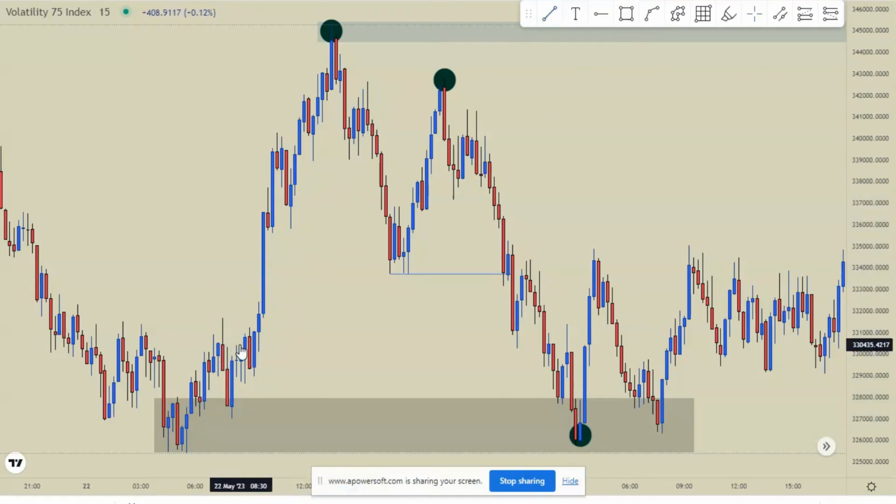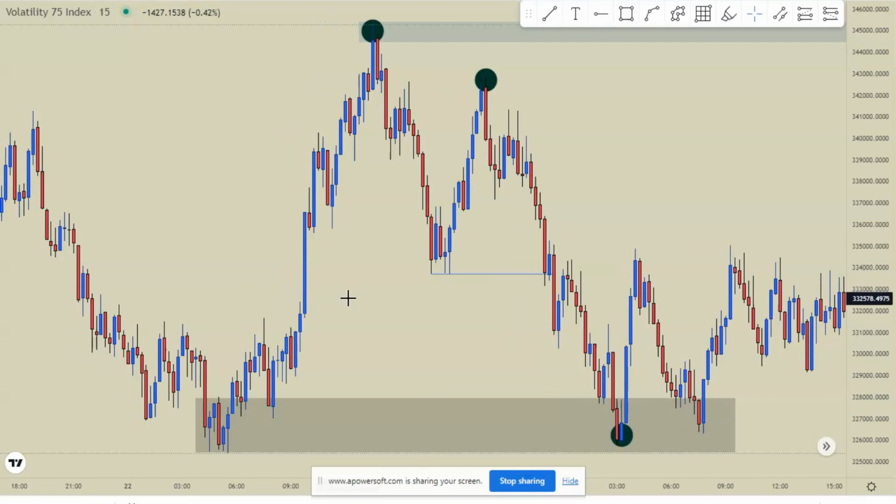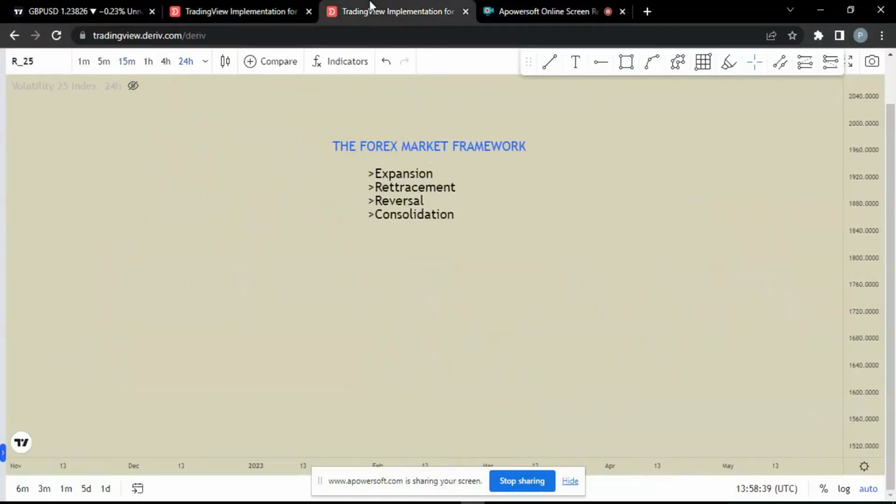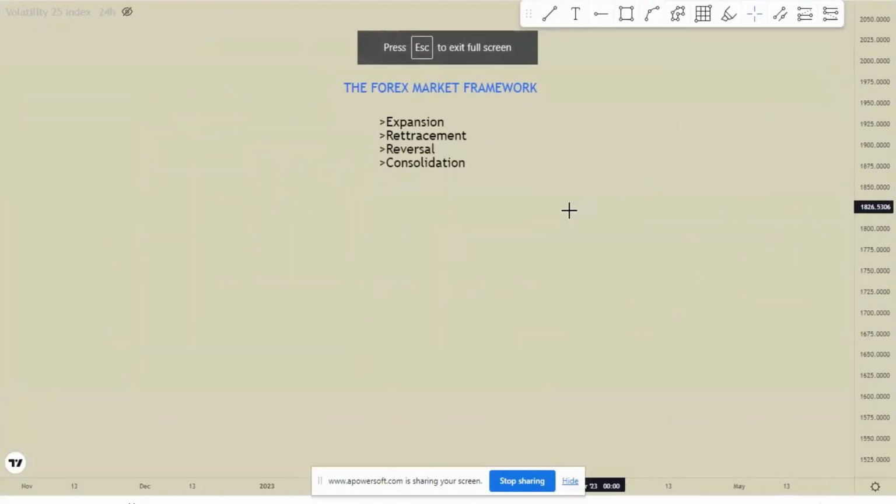So SMC strategies are strategies that advise users to make markings of a certain characteristic. In ICT or SMC, there are common things that they agree about. There is a forex market framework.